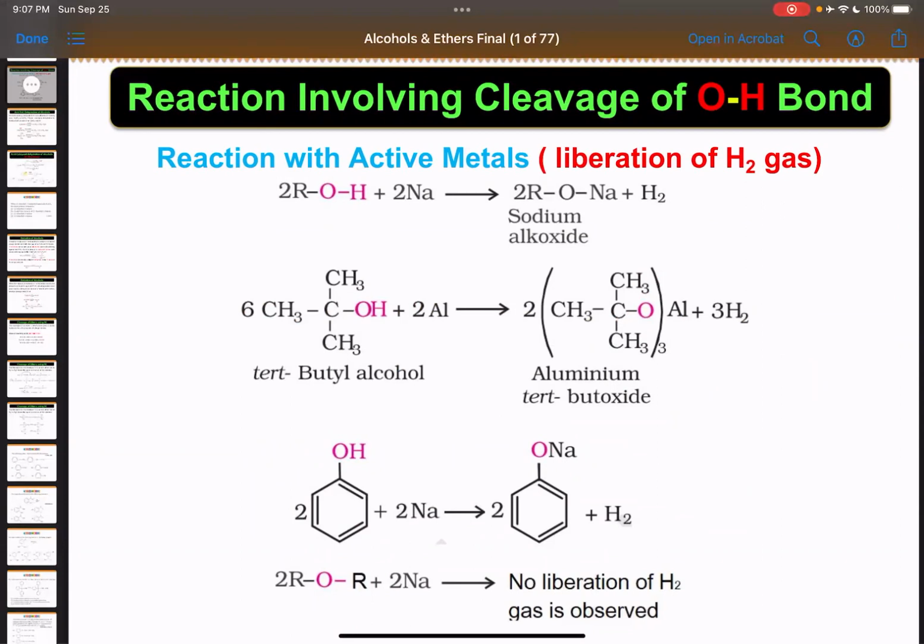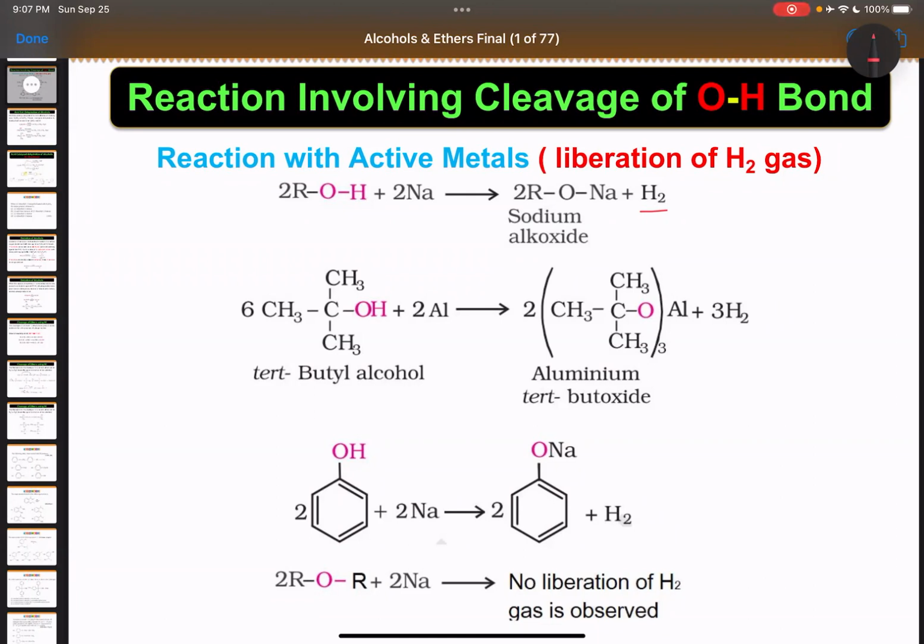Yeah, tell me. Suppose if you react alcohol with sodium, what is going to happen? What you can see over here? That is liberation of H2 gas. And up to some extent, this can be used to detect alcohol versus ether, to differentiate between alcohols and ethers.